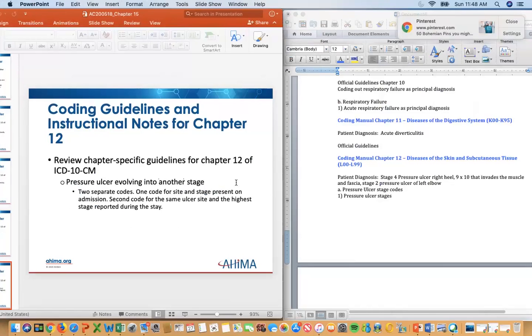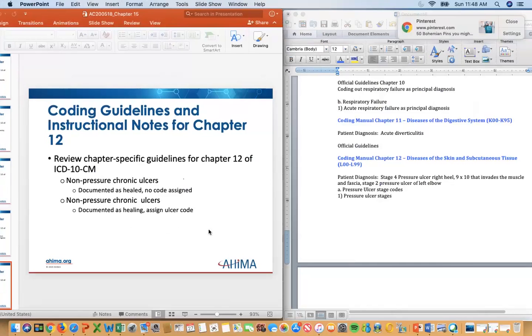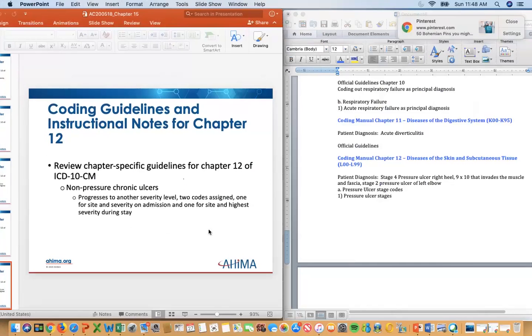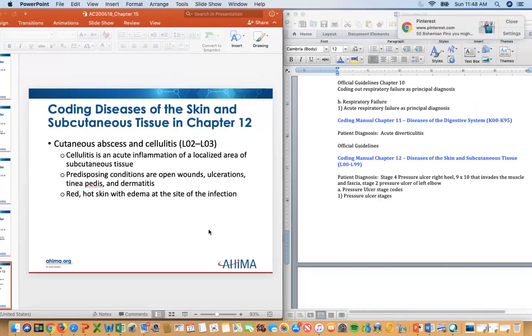All right, so we have a pressure ulcer evolving into another stage. They're two separate codes. We have non-pressure ulcers also. Again, there are many guidelines for those pressure ulcers, and that's why this is definitely a bumped up chapter for official guidelines, because we're seeing more and more people coming into our hospitals because of laying in a nursing home, et cetera, and they'll have a pressure ulcer from something.